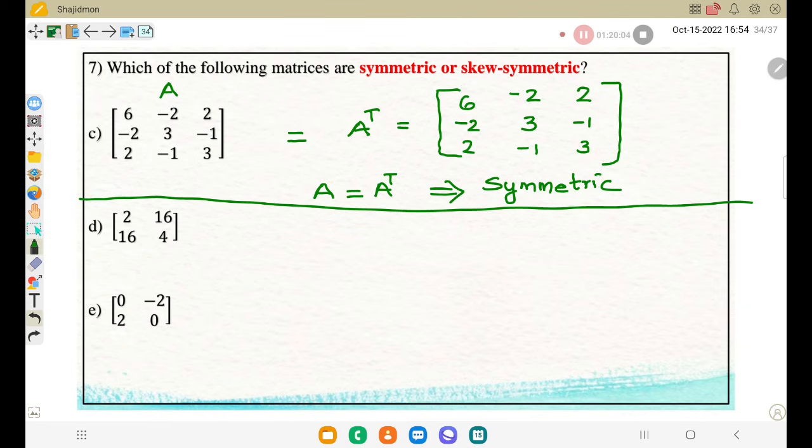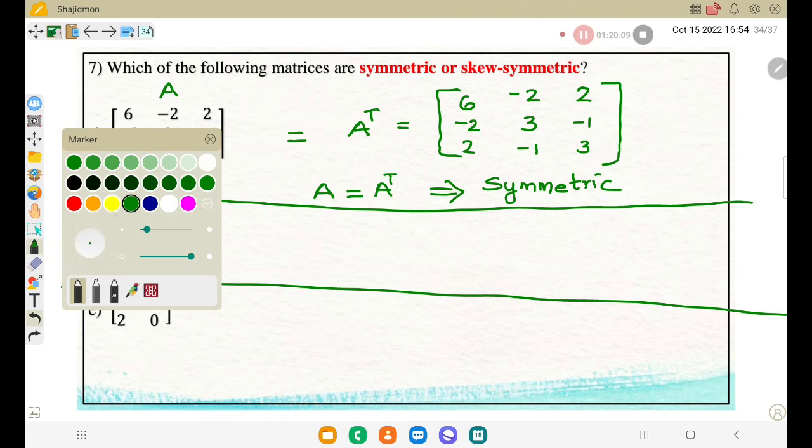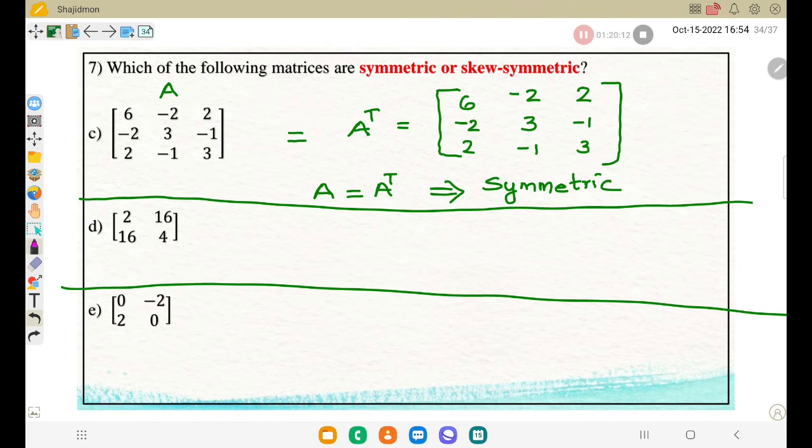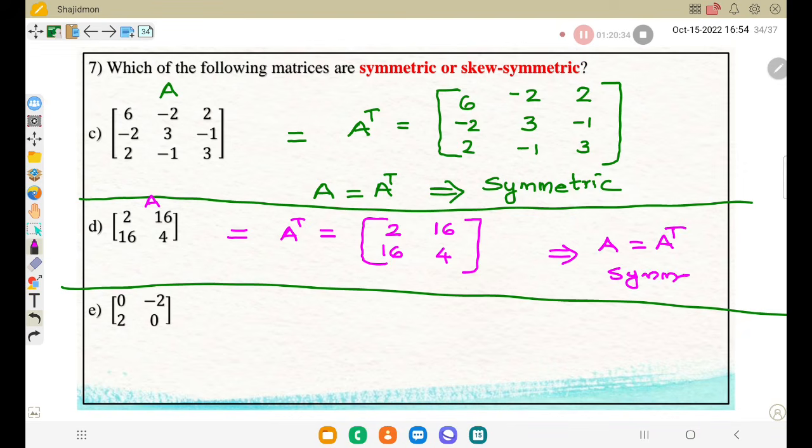Hope you understood the idea behind symmetric and skew symmetric. Now we will check the second one. Now question D, symmetric or not. This is the A matrix. So calculate the A transpose matrix. First row becomes first column, 2, 16. Second row 16, 4 becomes second column. Now check same or not. Both are the same. Correct? So A equals A transpose, so symmetric. Symmetric matrix.